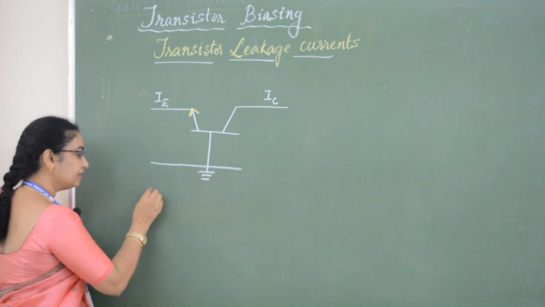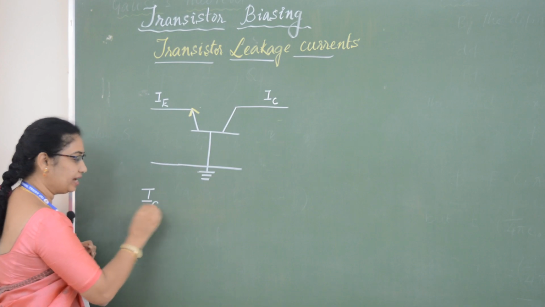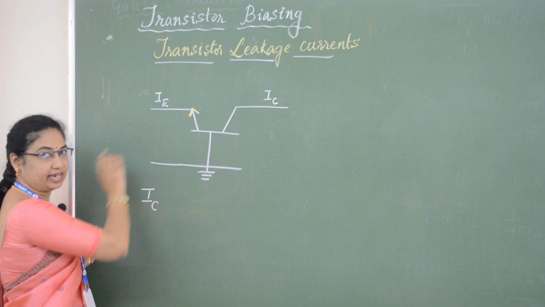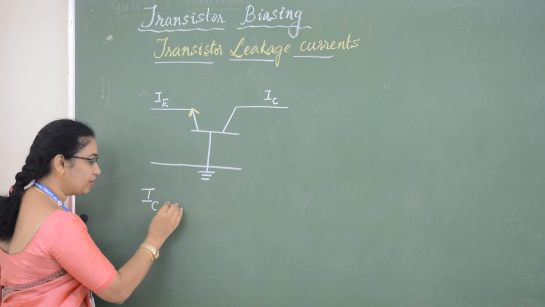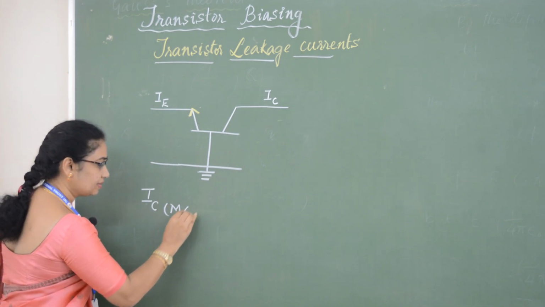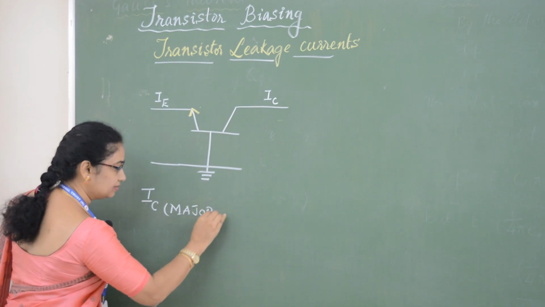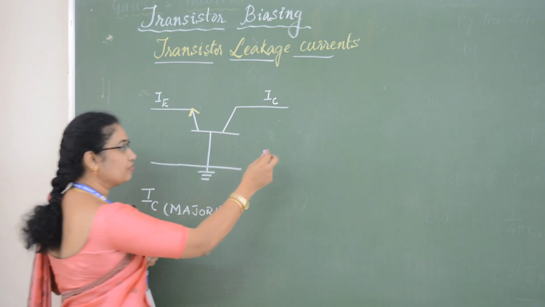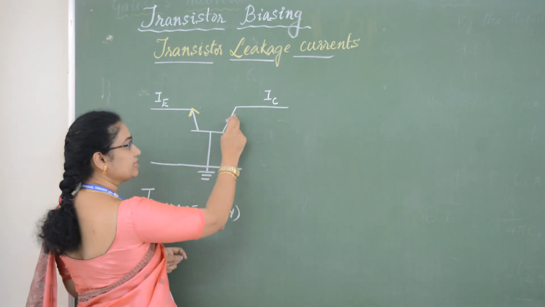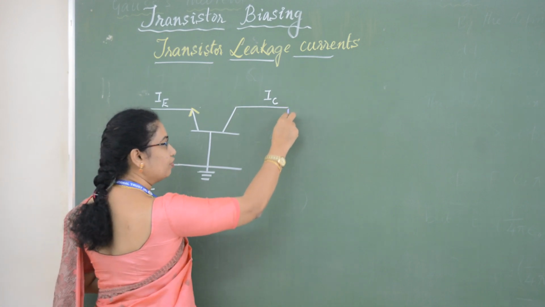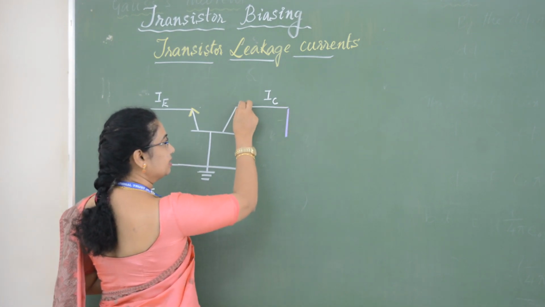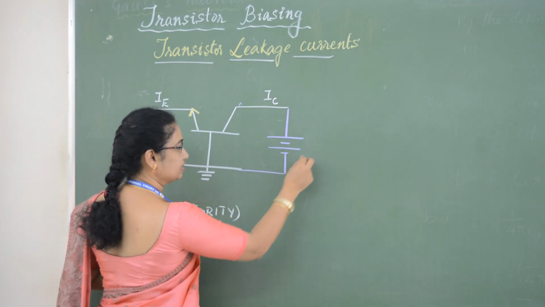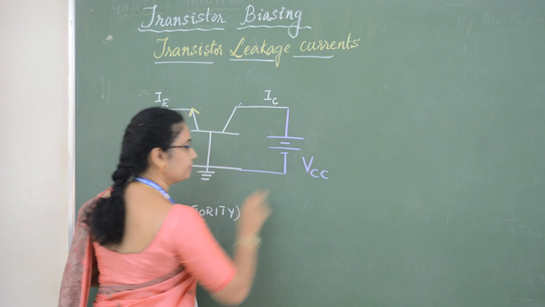So the current is of two types. There are two types of collector current here. One is IC because of forward biased section, and we call it as IC majority, because of majority charge carriers. We also get a current because of the reverse bias that we are going to give. This is an NPN transistor. Therefore, I will be connecting positive terminal to the collector section. So this is VCC, right?